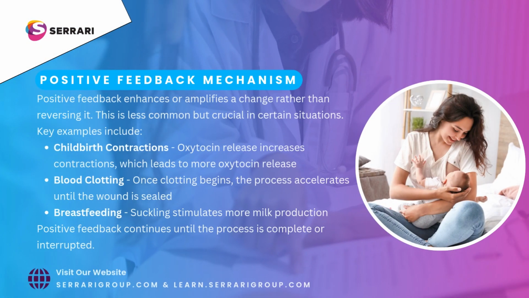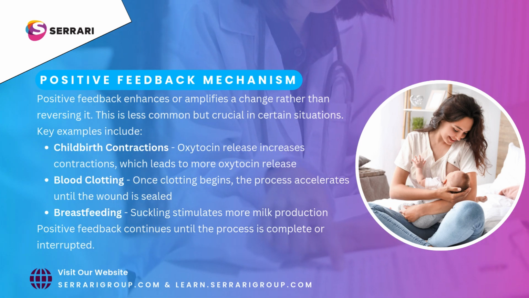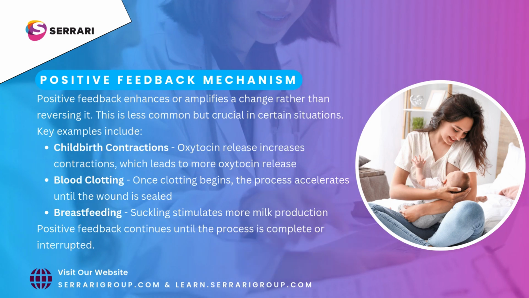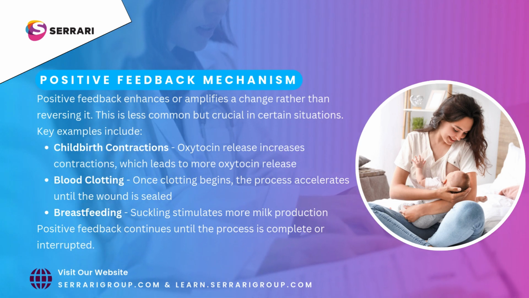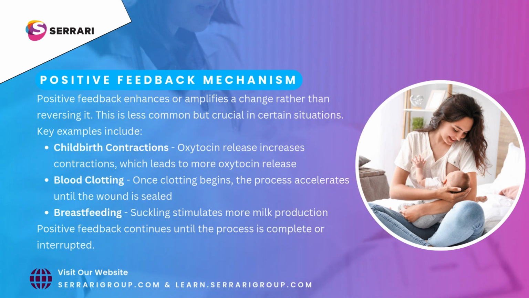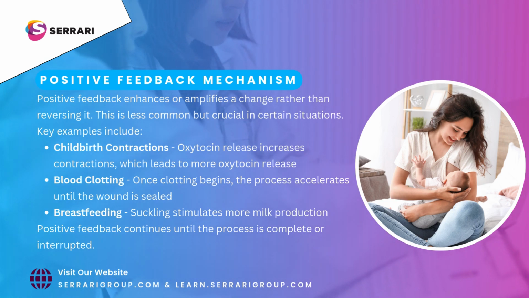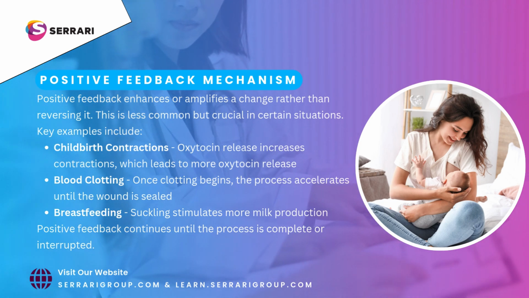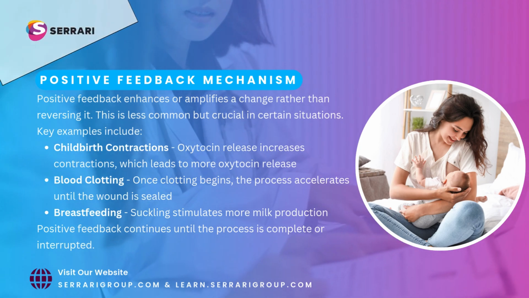Positive feedback mechanism. Positive feedback enhances or amplifies a change rather than reversing it. This is less common but crucial in certain situations. Key examples include childbirth contractions. Oxytocin release increases contractions, which leads to more oxytocin release. Blood clotting. Once clotting begins, the process accelerates until the wound is sealed. Breastfeeding. Suckling stimulates more milk production. Positive feedback continues until the process is complete or interrupted.